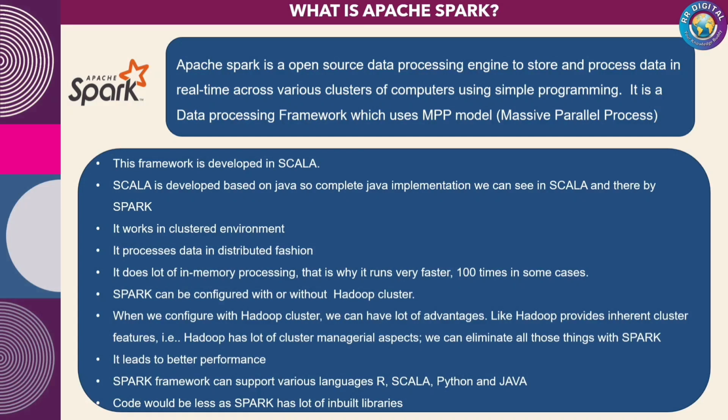In Apache Spark there is a lot of in-memory processing. Due to that it runs much faster, and in a few cases 100 times faster than the Hadoop framework. Also, Spark can be configured with or without Hadoop clusters, but most real-time projects configure a Spark cluster on top of big data Hadoop because a lot of advantages are there, since Hadoop provides inherent cluster features.